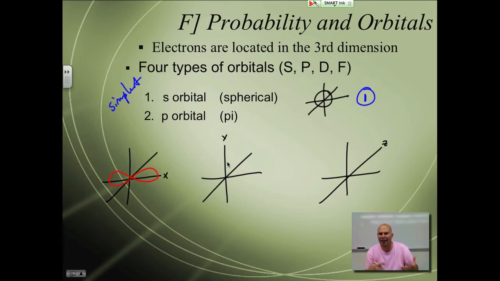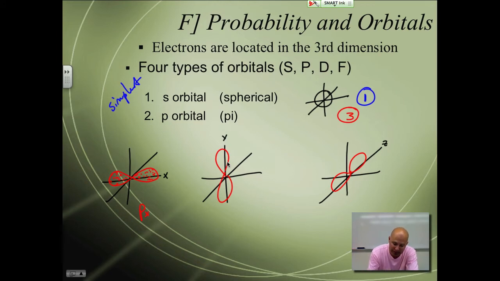Now again, why does it have this bulb? Well, because the electron could be located there, then there, then it's over here. And again, as you continually take snapshots of it, it's in this kind of bulb on either side of the x-axis. So this would be called our px orbital. You could also have the p orbitals on the y-axis or the z. So there are 3 types of p orbitals.